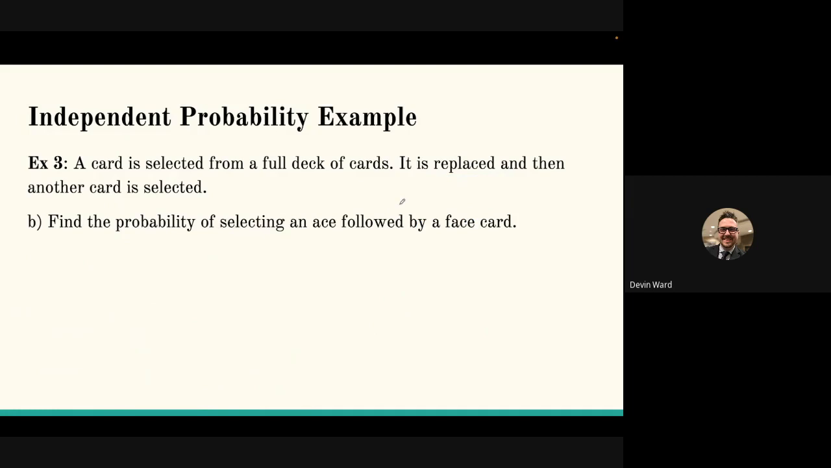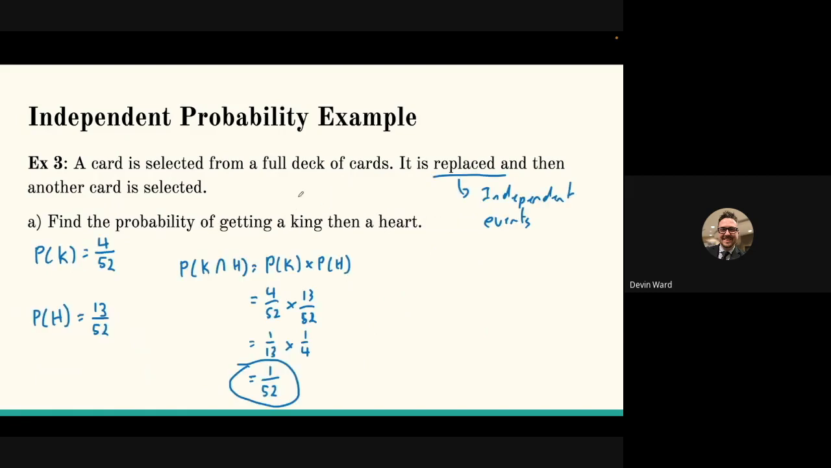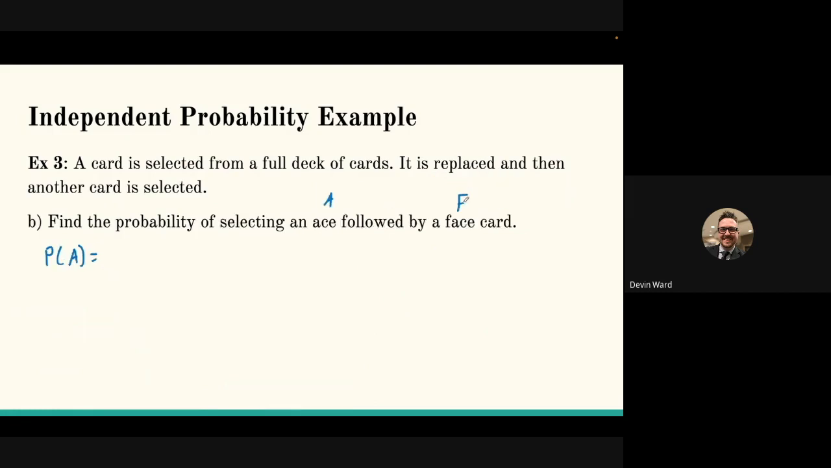Okay. Now let's look at the probability of getting an ace, followed by the probability of getting a face card. Okay. So let's see the probability of getting an ace. Let's call it probability of A. Oh, sorry, I forgot to label these last time. So we're going to call that one K for king and that one H. And call a face card F, probability of F. Okay. So remember, 52 cards, so both of the denominators are going to be 52. How many aces are there in a deck of cards? 4 aces.